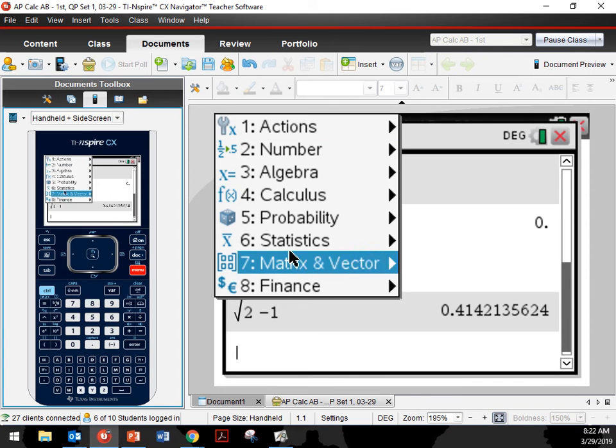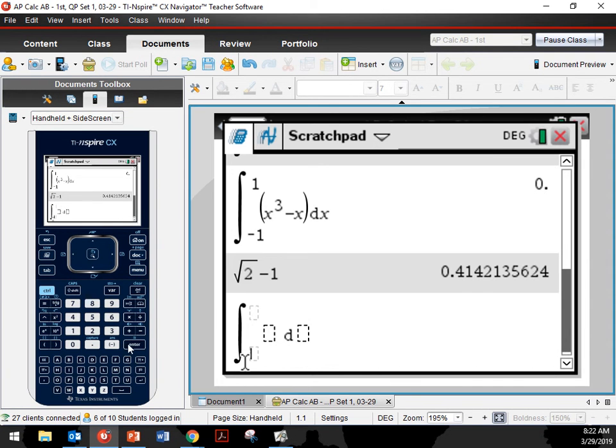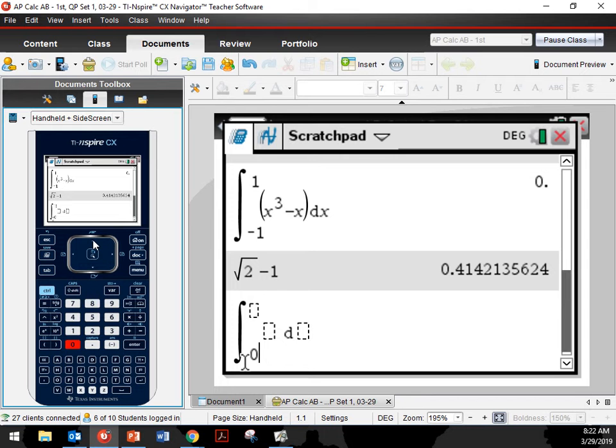Let's check the math. Numerical. It only works when I could do a numerical bounds here.